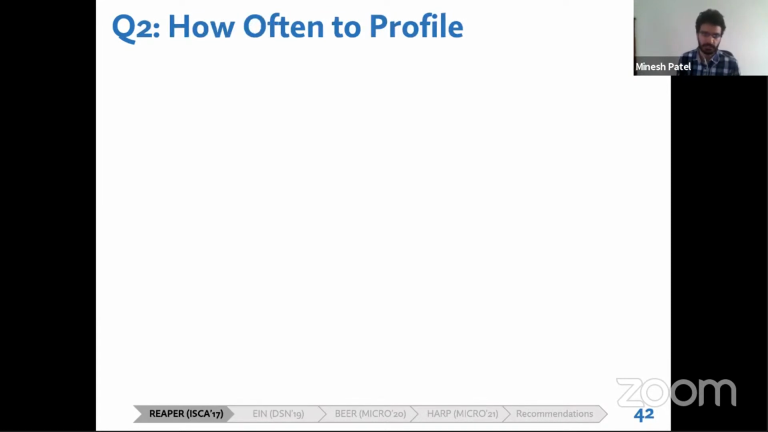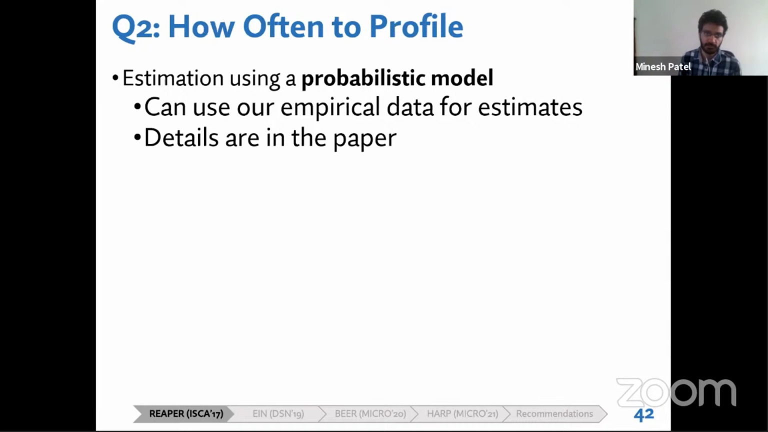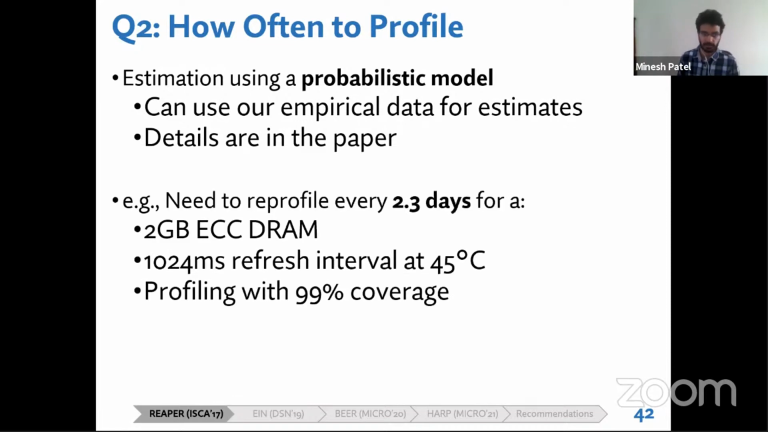The second question is, how often should we actually perform profiling? In order to answer this question, we make estimates using a probabilistic model. We find that we can use our empirical data to make estimates here, and the details of the actual model that we use are in the paper. As an example result, we find that we need to reprofile every 2.3 days for the conditions shown on the slide, for a 2 GB ECC-enabled DRAM profiling at the described conditions to achieve 99% coverage.